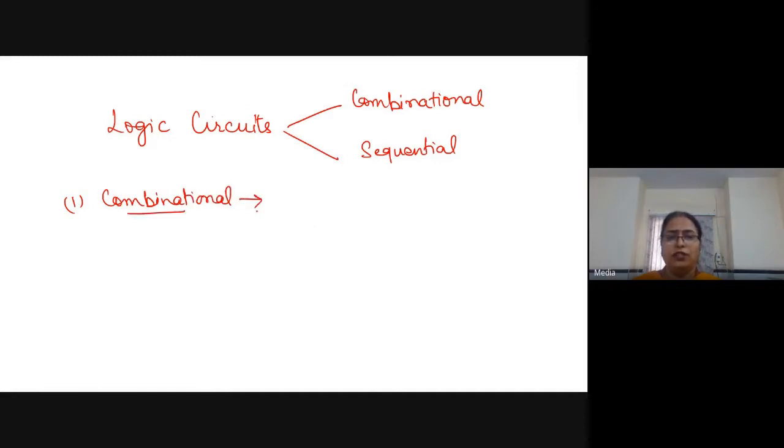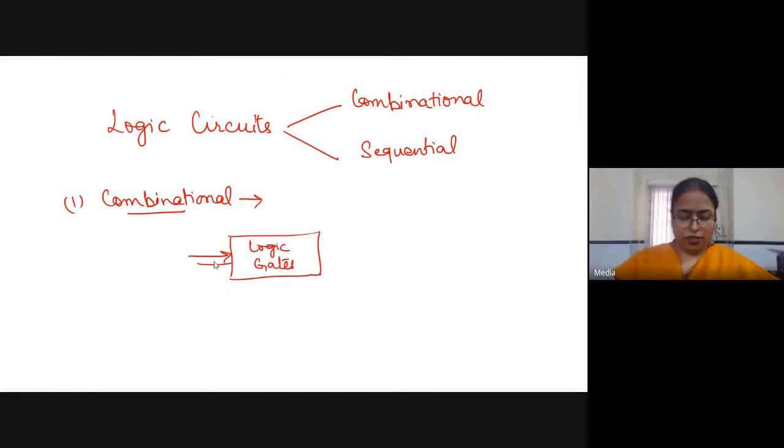A combinational circuit is a combination of logic circuits, no doubt about it. But the combination is like this: logic gates are used in it. In a combinational circuit, various inputs are applied to the logic gates or the circuit, and we get the outputs. So this is the simplest combinational circuit.